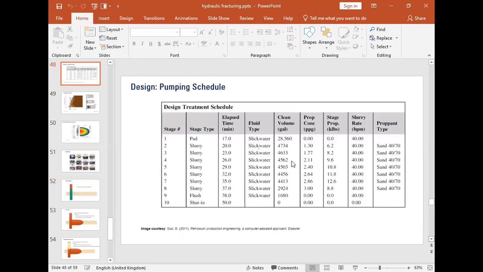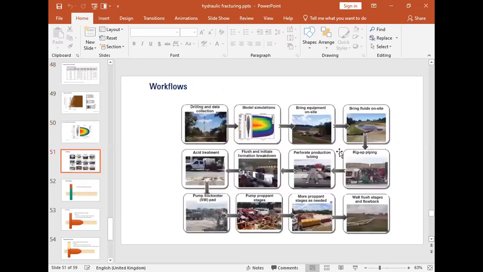Because in our pumping schedule, we must have also defined the time lapse and the volume of fluid that is needed at that particular level. Remember, at our pad stage, there is no proppant. There is no proppant at that particular stage.